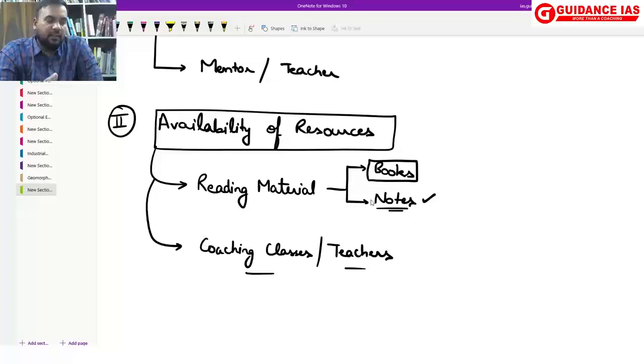Sometimes I can say that availability of resources can become more important than even your interest in the subject. I have seen people who didn't get the optional very well, but still they had good material and good mugging up power. They could mug up properly. And they mugged their class notes, they went into the examination and they did very well.